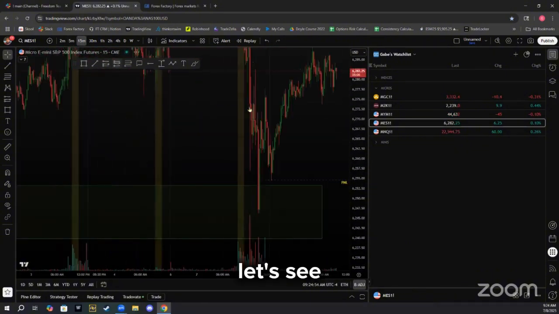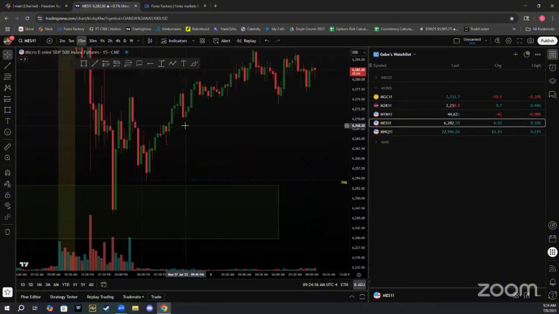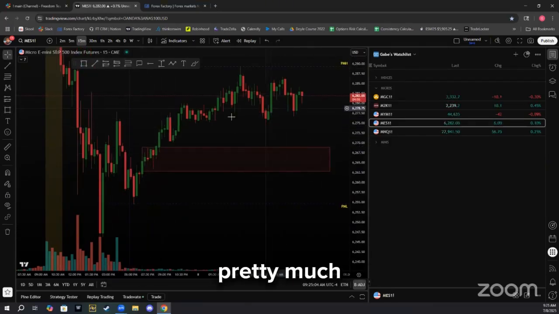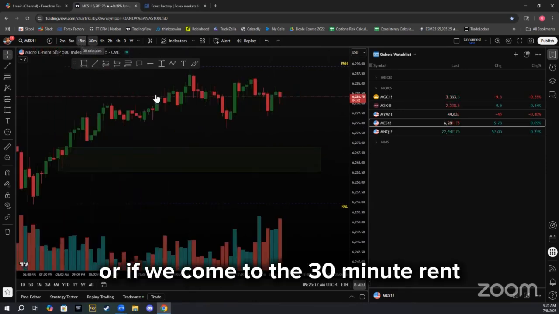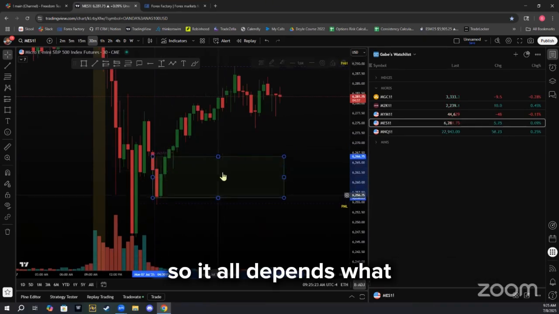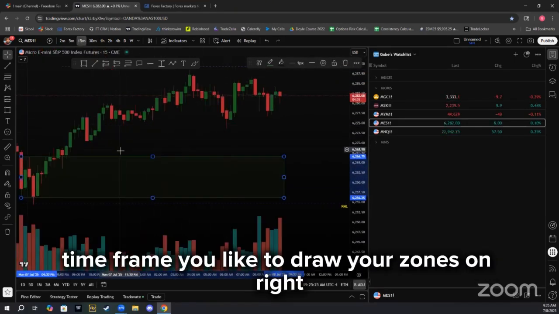But now let's see what we have for demand. We do have this little 15-minute here. I think that's pretty much the only fresh one that I see. Or if we come to the 30-minute, the zone would be a little bit further down here. So it all depends what time frame you like to draw your zones on, right?